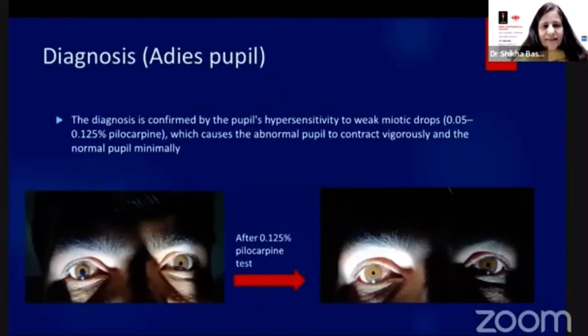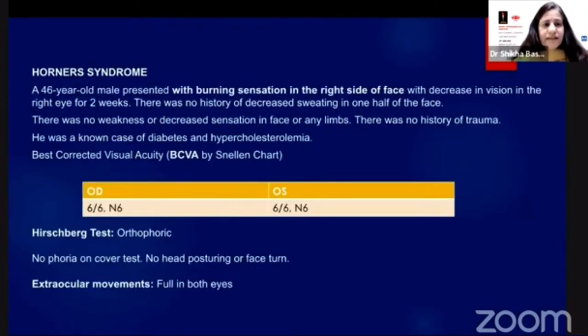Now, there are certain benign conditions in neuro-ophthalmology also, like Adie's pupil. This is a mid-dilated pupil which shows vermiform movements on slit lamp examination. And if you want, in this anisocoria, the mid-dilated pupil constricts with dilute pilocarpine, as can be seen here. There's no particular treatment required for this situation, but the same cannot be said for another pupillary abnormality, that is Horner's syndrome. I would like to share this case in detail with you.